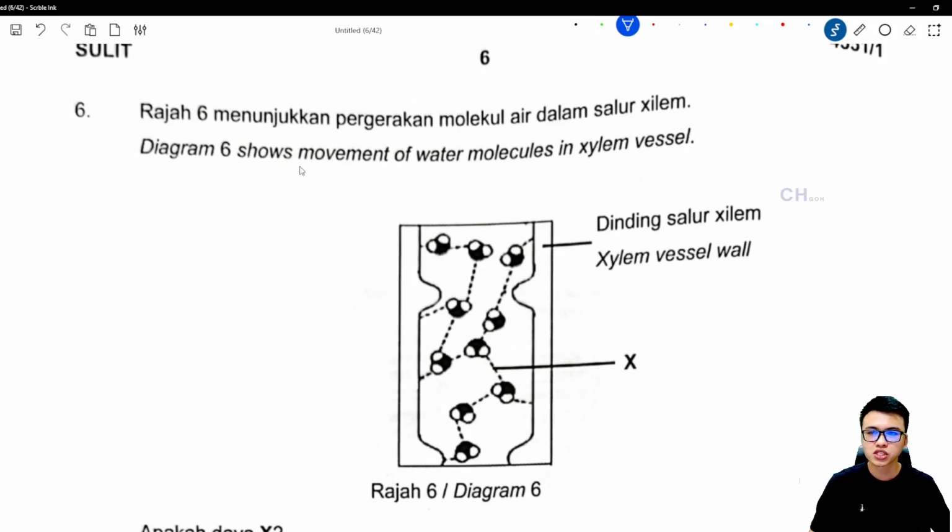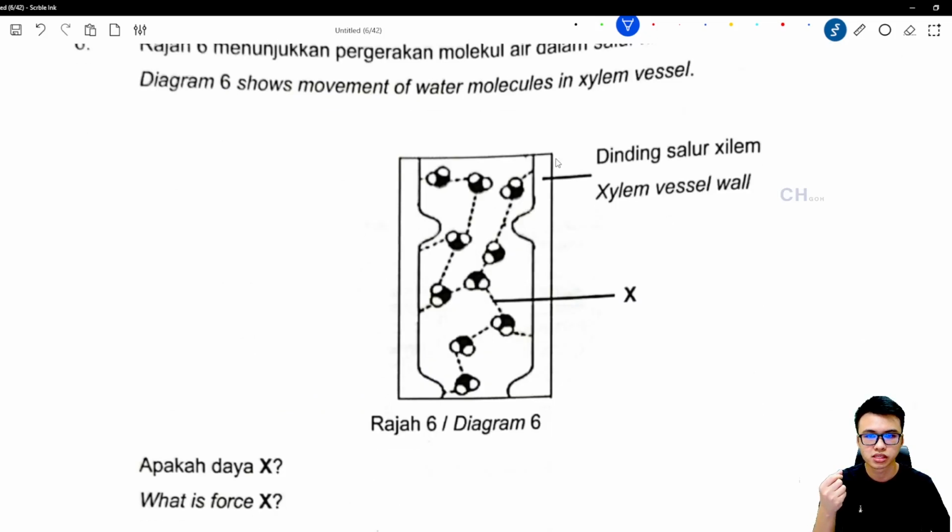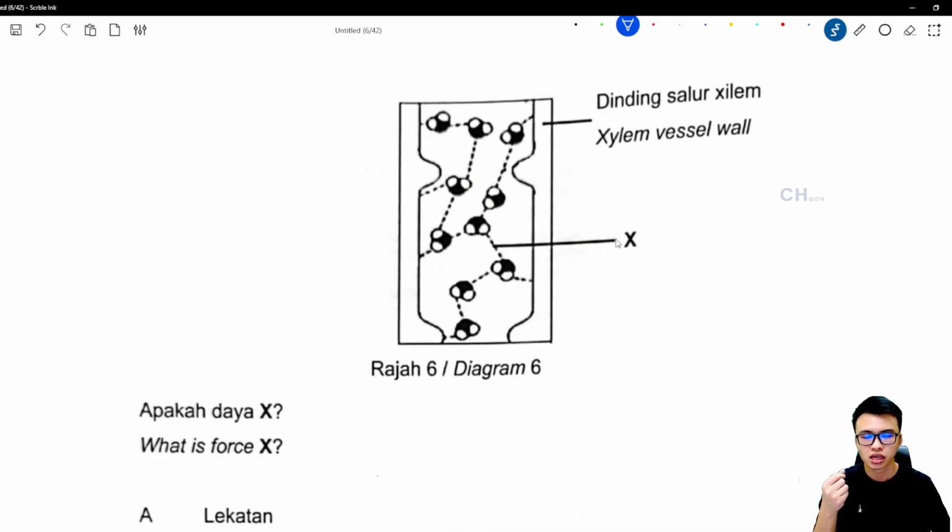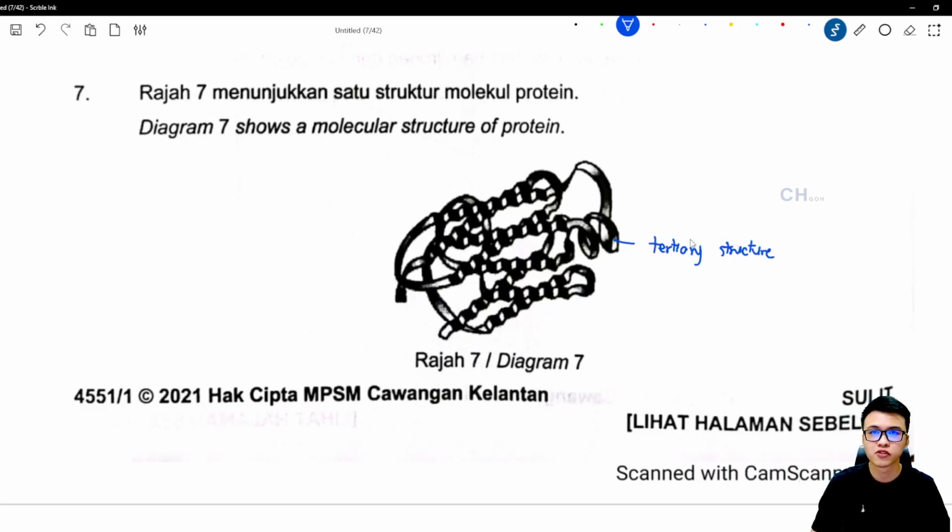Okay, 6. Diagram 6 shows the movement of water molecules in the xylem vessels. What is the force X? Now you can see the force X is like pulling. Now, this kind of information, the structures of proteins, has been removed from the KSSM textbook. I didn't see any structure of proteins subtopics in the KSSM biology textbook, but I did see some questions like this in the practice book or in the trials like here. So it's good to know more, right?